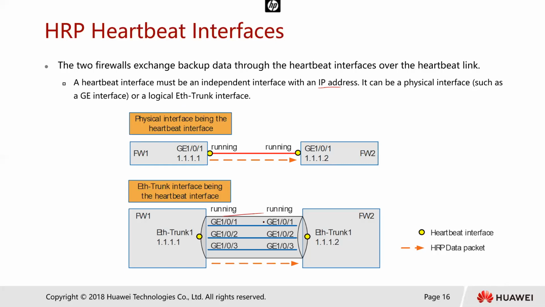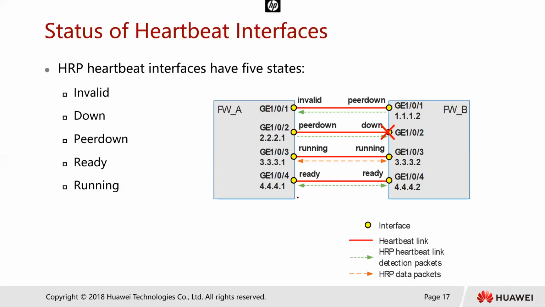So it can either be logical or physical, like gigabit Ethernet, that is going to be able to send the packets, or it can be a bundle of many physical links that form a logical link for maybe link aggregation or for redundancy. So they can be those two. About the status of the heartbeat interface, the heartbeat interface has 5 states. It has invalid, it has down, it has peer down, it has ready, it has running.